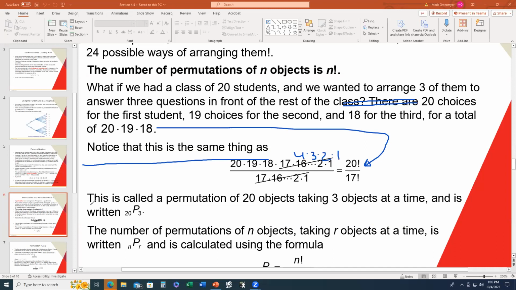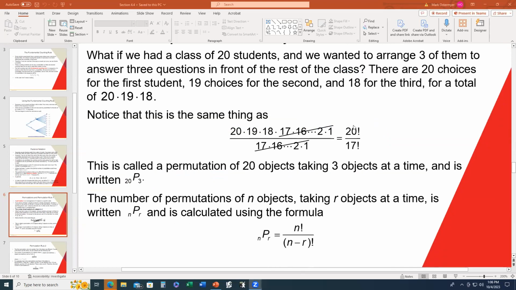Well, this is called a permutation of 20 objects taking 3 objects at a time. And symbolically, it's denoted this way. This is a symbolism that represents a permutation. Okay, 20 objects permuted 3 ways, or 20 objects taking 3 objects at a time in a particular order. That's how you read this notation here.